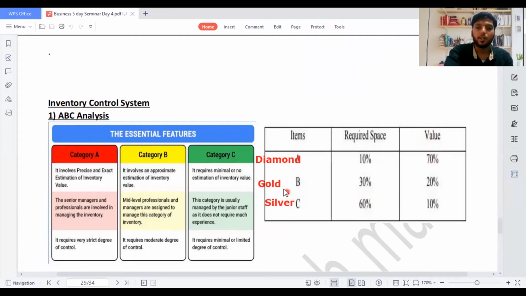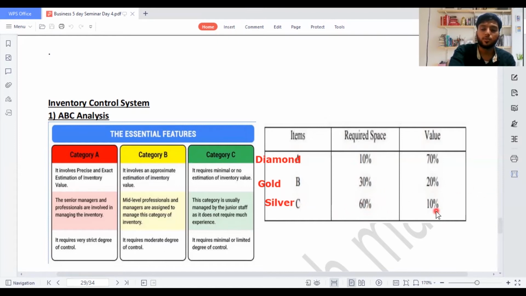70%. But in gold, when you are keeping gold, 30% required space might be there, 20% might be the value. And silver might be very much high, too much silver in the shop, 60% space and 10% in value. For example, guys, normally in a gold shop, they won't keep silver that much. But still they will keep imitation, the same looking products. So that's like a copy of gold, a replica version. I had taken silver, 60% and value is 10%.